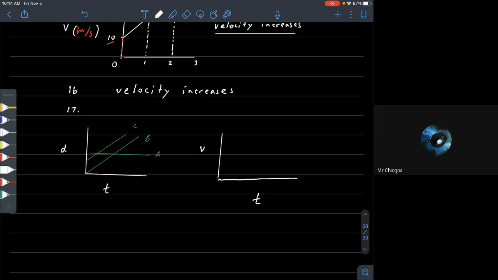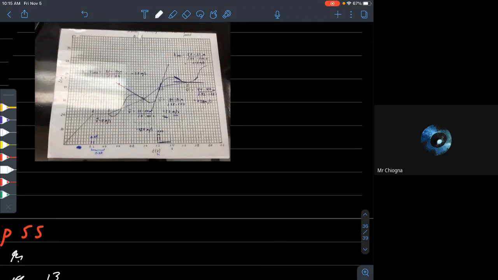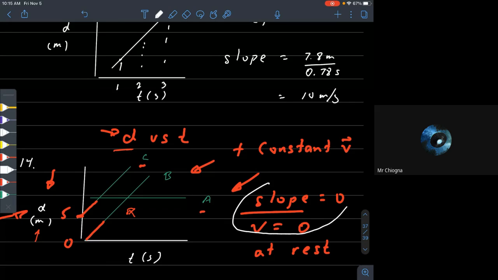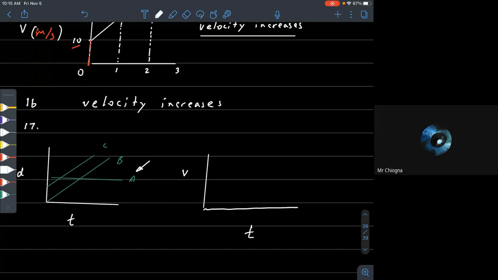Okay, let's just analyze each green line one at a time. So A, go back to what we said earlier. It's the same diagram that we started with. Where is it? Right here. I said that A represents slope of 0. So you're at rest. Slope of 0. You're not moving. Another way of saying that is the velocity is 0.